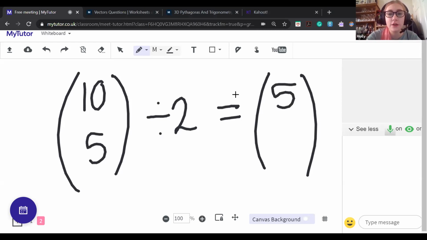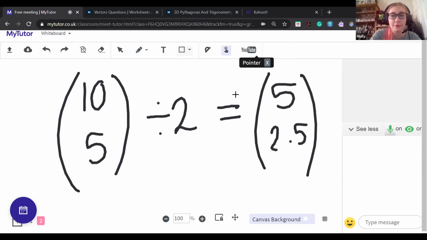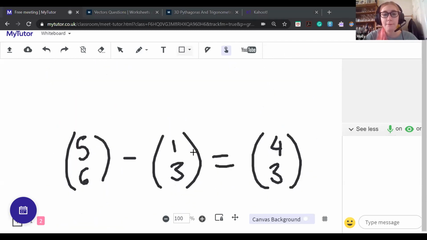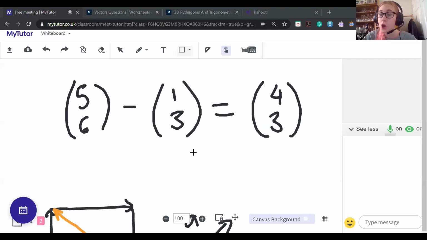It's 5, 2.5. And how we've done that is we've done the 10 divided by 2 and the 5 divided by 2. The other way that you can think about it is that dividing by 2 is like multiplying by a half. So instead of going all the way 10 and 5, we just do half of that. We just go 5 across and 2.5 up. So it's just half of the original thing. So yeah, multiplication and division you can only do by scalars, not by other vectors.